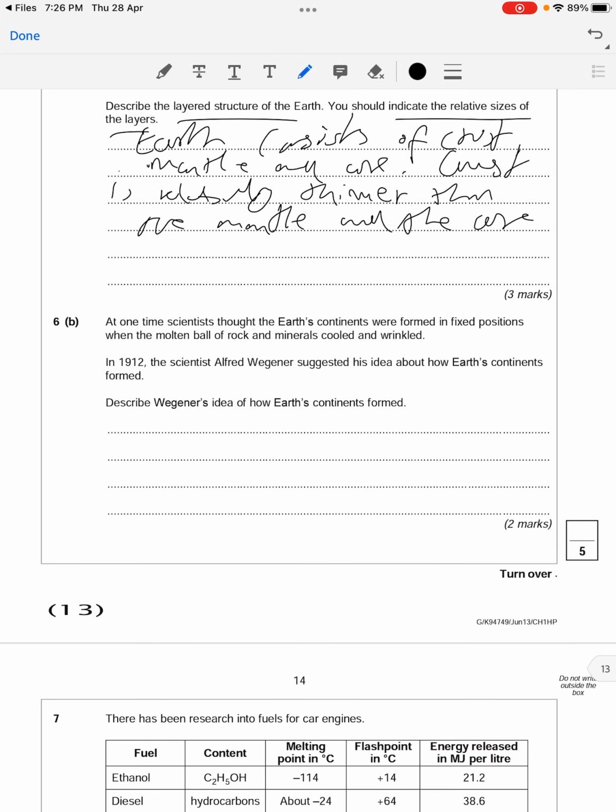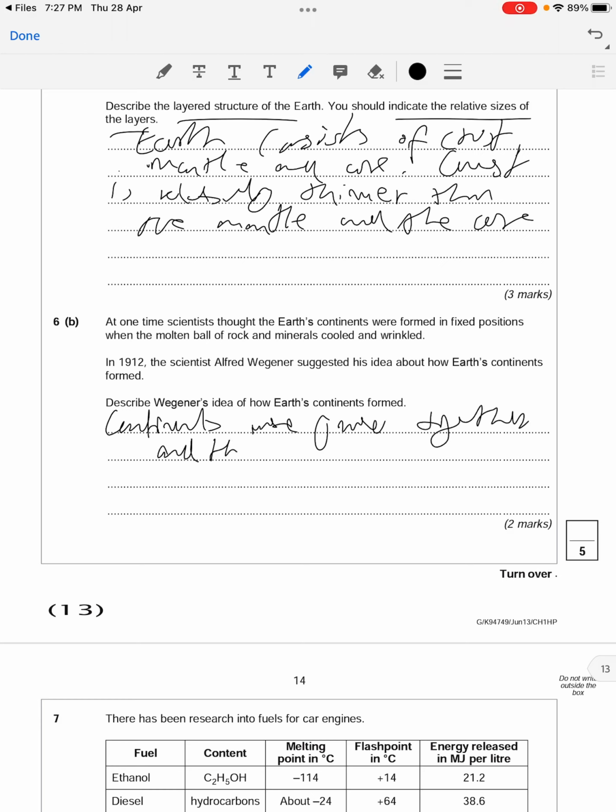Okay, so now at one time scientists thought that the Earth's continents were formed in fixed positions when the molten ball of rock and minerals cooled and wrinkled. In 1912, the scientist Alfred Wegener suggested his idea about how Earth's continents were formed. Now describe Wegener's idea of how the Earth's continents were formed. This is mainly continent based. You have to understand that the continents were joined together.